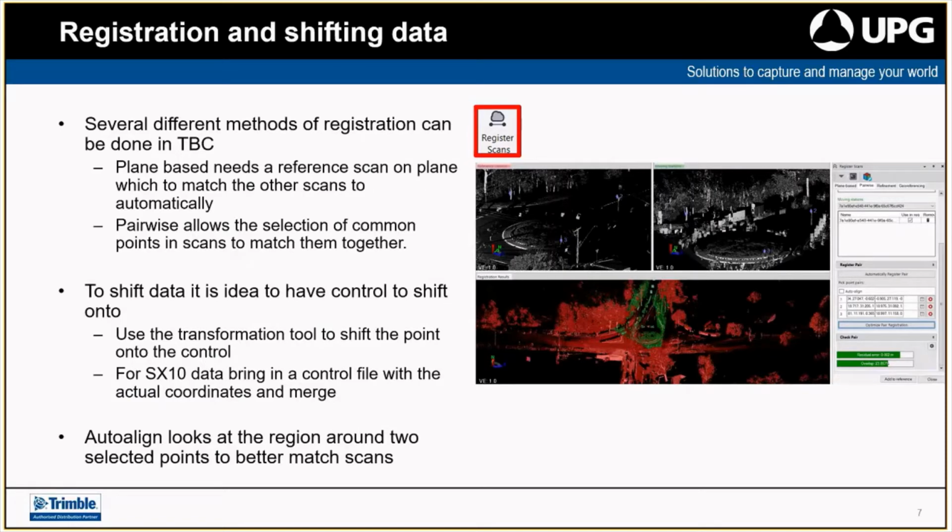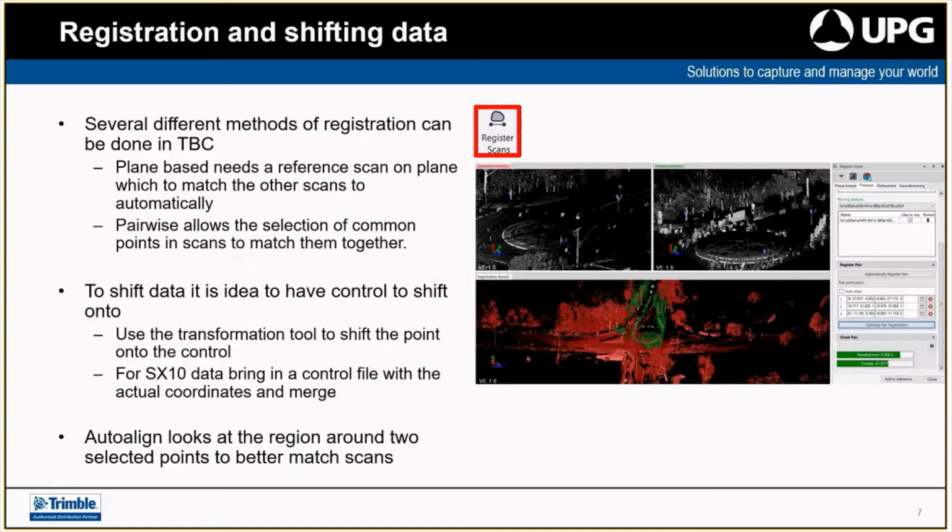So looking at the start here, if you haven't got a registered point cloud when you bring in the data, you can use the register scans option. When you select that, it will list all the scans that are available in TBC. What it does is it takes a reference scan, which is a scan that you hold constant. And then you have a moving scan, which is a scan you're going to shift to match up with the reference scan. The reference scan will always be held at its constant location. There will be no shifting against that. It's the moving scan that is going to be moved to that reference scan.